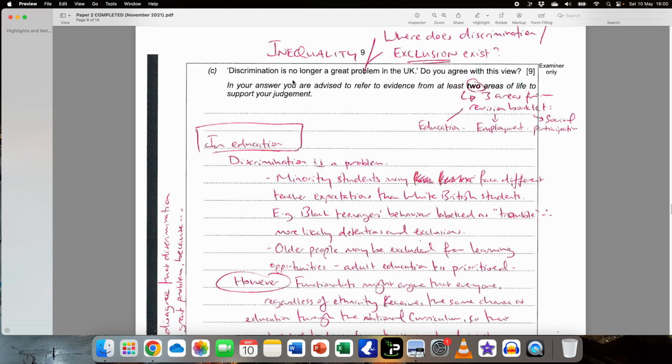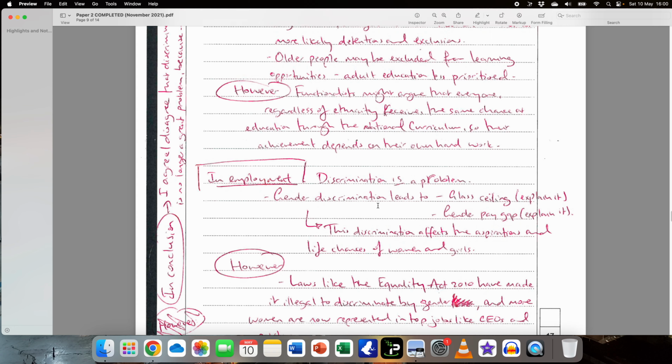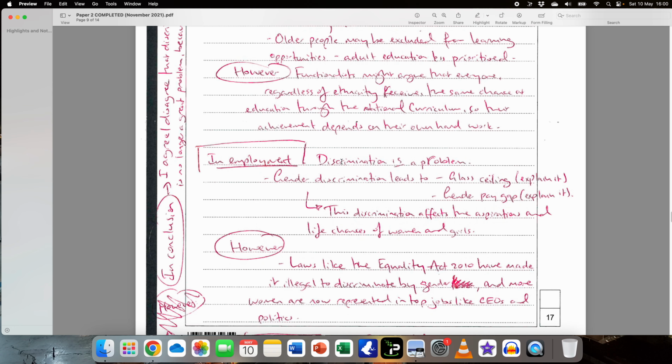Let's move down. Discrimination is no longer a great problem in the UK. I'm saying it is in employment. Discrimination is a problem. Gender discrimination leads to a glass ceiling, which means that women are denied the top jobs. And it leads to a gender pay gap. And I put explain it. So that means that women are paid less than men for the same work that they do. This discrimination affects the aspirations and the life chances of women and girls.